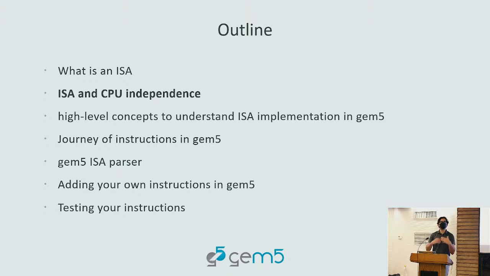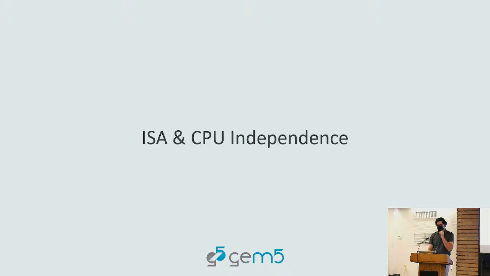But obviously, it's a very hard problem to solve, right? There is an inherent dependency between the ISA and the actual CPU that is then built using that ISA. So we'll look at the system that gem5 is modeling: what parts are purely ISA dependent, what are totally ISA independent, and what are somewhere in the middle.